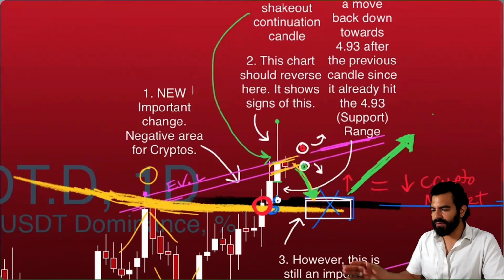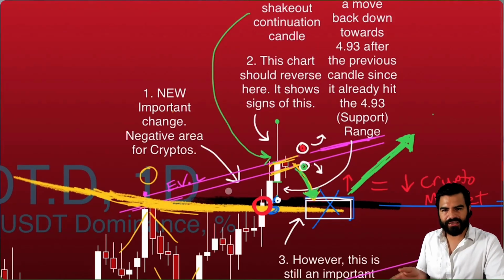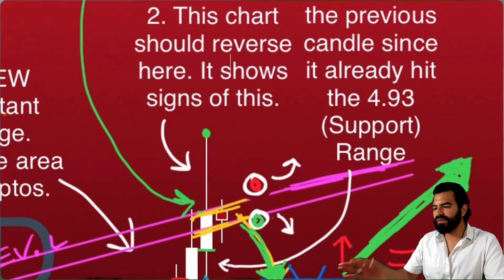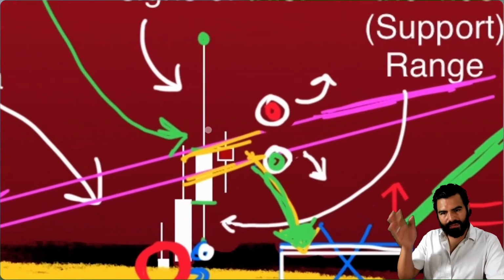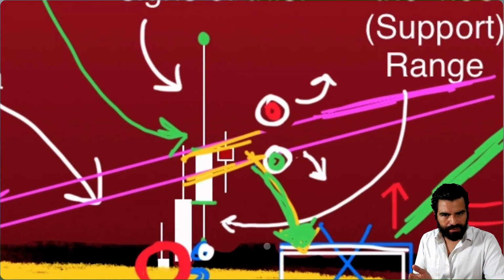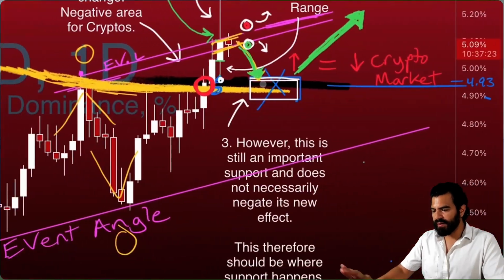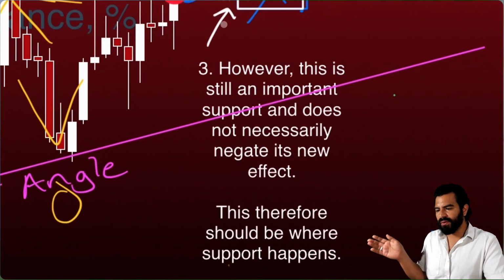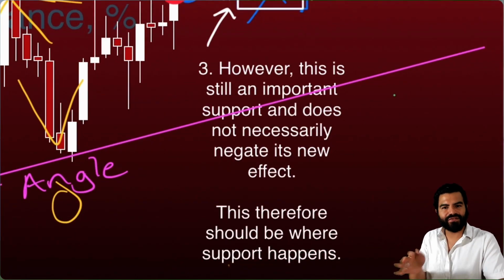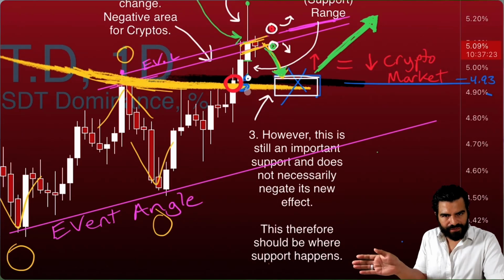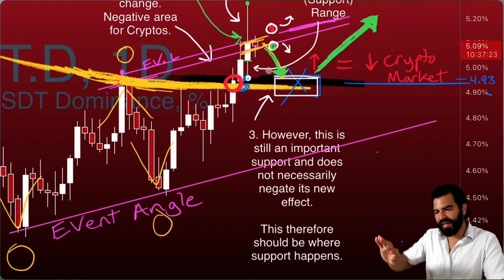So we said this is an important change. This is negative territory for cryptos. However, number 2, this should reverse. It shows signs of this already, a lot of pressure. Looks like we're going to see cryptos come back up as there's a pullback in this area. Number 3, I said, however, this is still important support and does not necessarily negate its effect, which is this flat. It does not necessarily negate its effect.